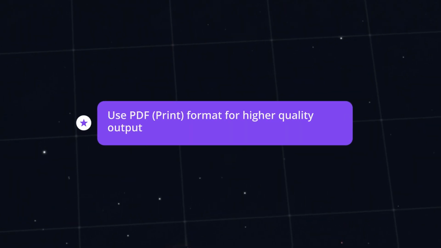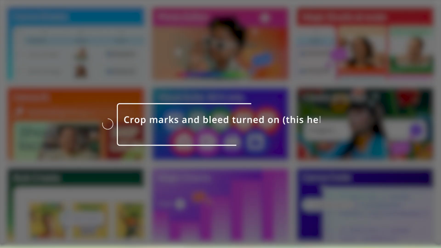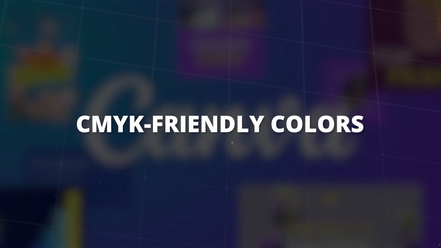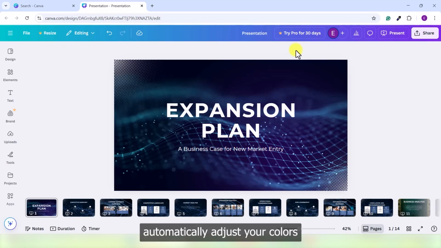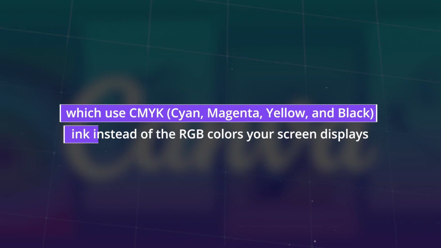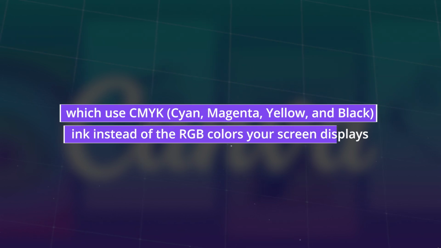Use PDF print format for higher quality output. Crop marks and bleed turned on. This helps the printer trim the designs accurately. CMYK friendly colors. Canva automatically adjusts your colors in PDF print downloads to be more compatible with professional printers. They choose CMYK ink, cyan, magenta, yellow, and black, instead of the RGB colors your screen displays.